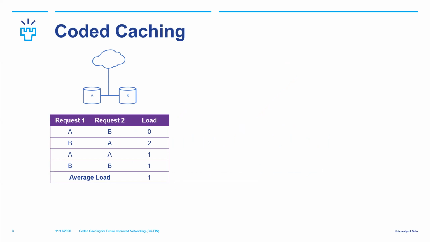The question is what to put inside the cache memory of each user so that the load on the shared link is minimized. This can be a wireless or wired scenario, but in this presentation, I'm going to assume wireless communication mostly.